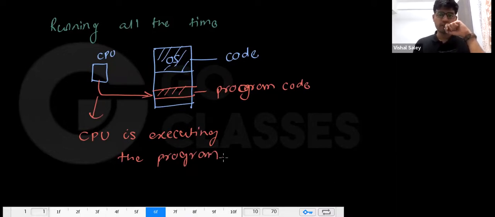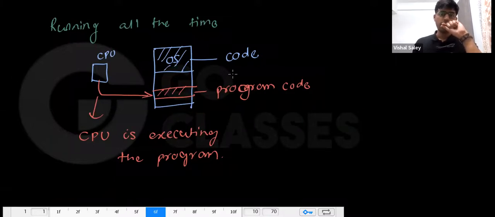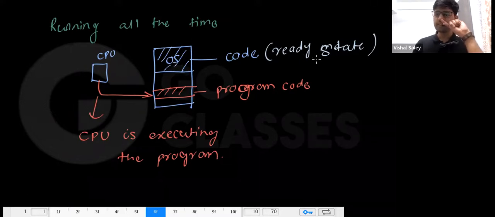So now my question is this: is the operating system running right now? No, right? Operating system is not running right now because there is only one CPU and it's running the program code. It's not running the operating system code. But operating system is there in the memory, so it is ready to be executed. It is basically in ready state. If this program makes some system call, the operating system can immediately run because it's there in the memory. So in some sense, it's in the ready state.